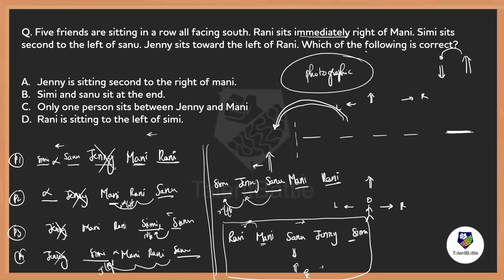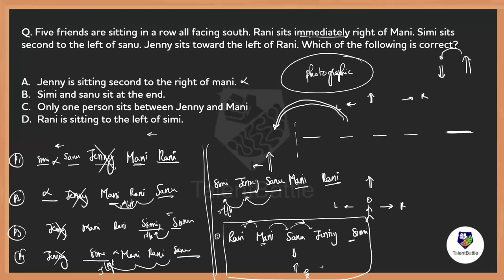Got it? Now, which of the following is correct? Jenny is sitting second to the right of Money. Now, second to the right means it is asked for you, as per the people who are facing you. So second to the right of Money, first one and then second one. Jenny is sitting second to the right of Money. Yes, it is possible. No, it is here. It is left now, so this is not possible.